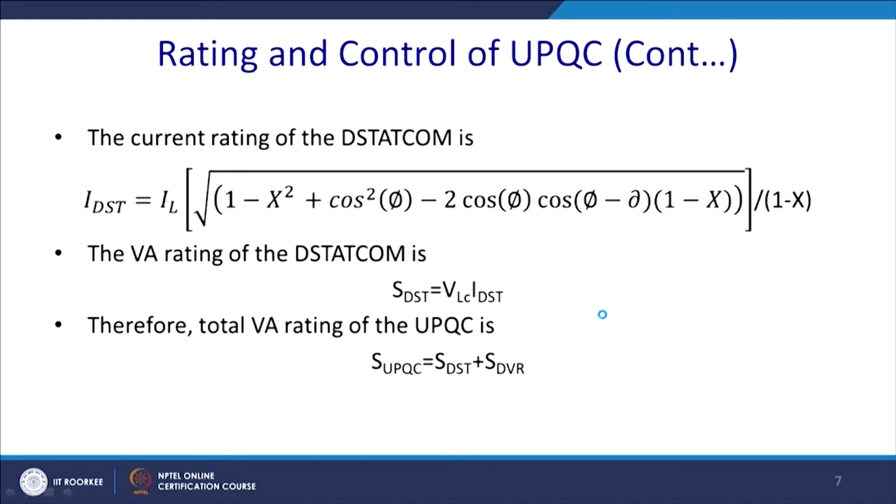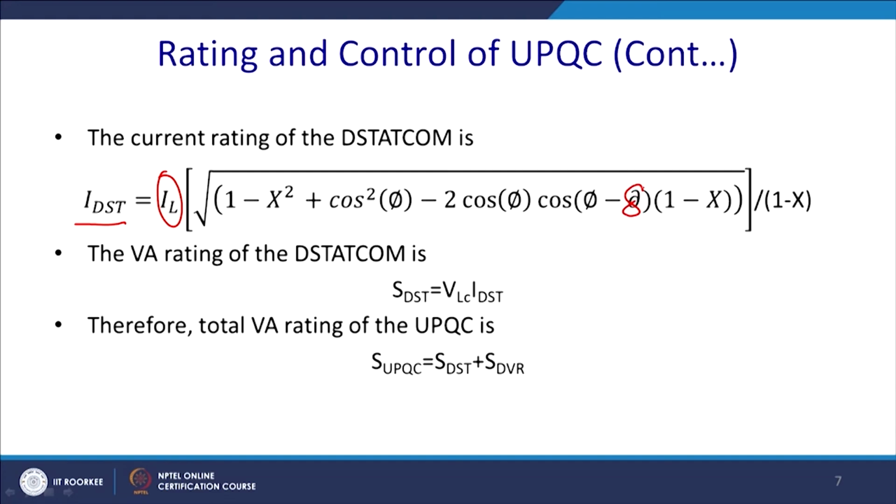Now let us come to the current rating of the D STATCOM. That is the IL, the inductive portion of it that is required to be compensated. So, that is the D STATCOM current rating. Essentially it is the fraction of compensation x, 1 minus x square plus cos square phi minus 2 cos phi cos sigma into minus x by 1, where actually this has to be changed to delta.